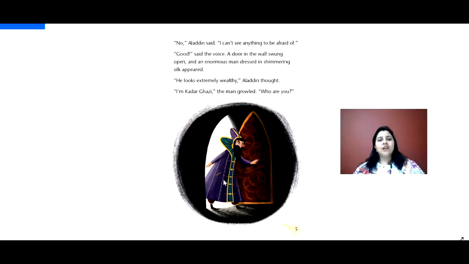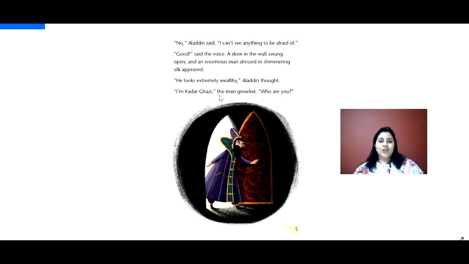Why do you think Aladdin thought like that? You can pause and think about it. Yes, looking at his clothes, Aladdin could figure out that this man is wealthy because he is wearing a silk coat, isn't it? And silk is a costly fabric, isn't it?